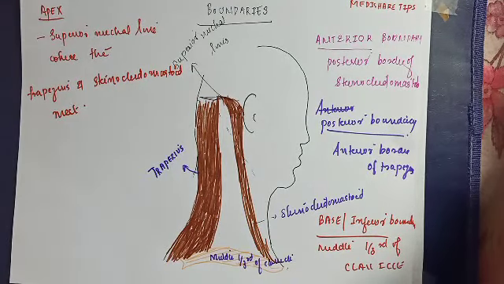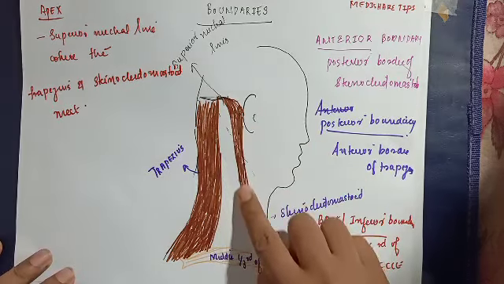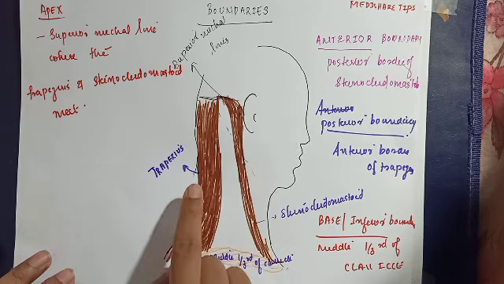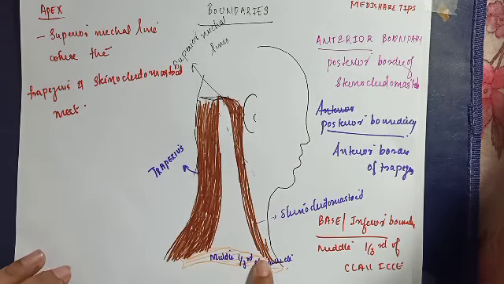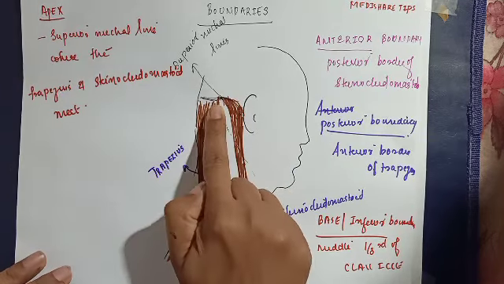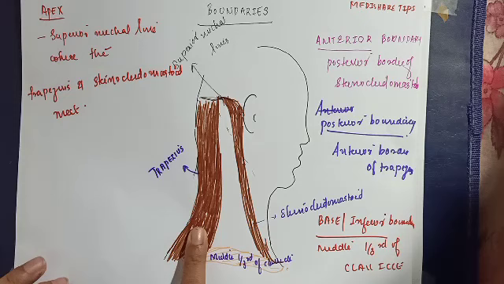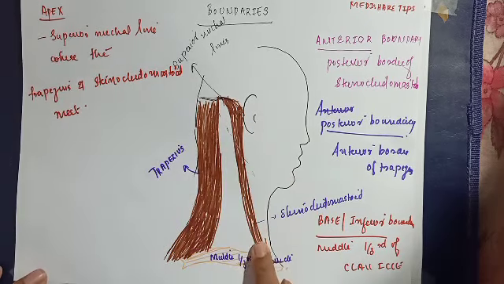So that is about the boundaries of the triangle. The anterior boundary is formed by the posterior border of the sternocleidomastoid. The posterior boundary is formed by the anterior border of the trapezius. The inferior boundary or base is formed by the middle 1/3 of the clavicle. The apex is formed by the superior nuchal line where the two muscles, the trapezius and the sternocleidomastoid, meet.